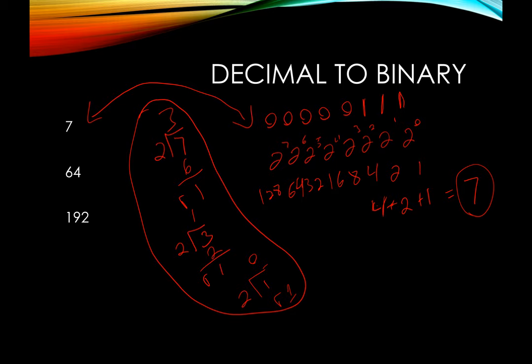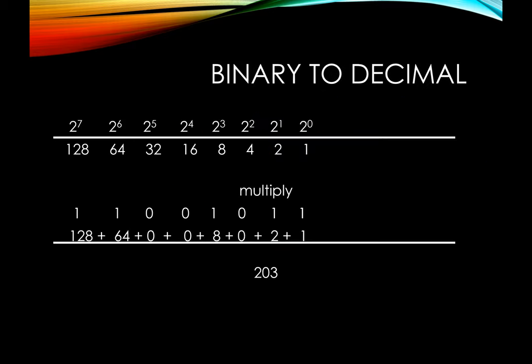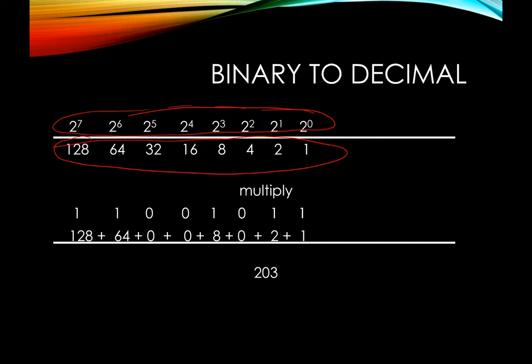All right. Binary to decimal, I just showed you how to do that. So this is how binary is used. These are the max values. Okay. And so if there's a 1 in this position, you add 128. If there's a 1 in this position, you add a 64. If there's a 1 in this position, you add 8, 2, and then you add it all together. You get a 203. All right.